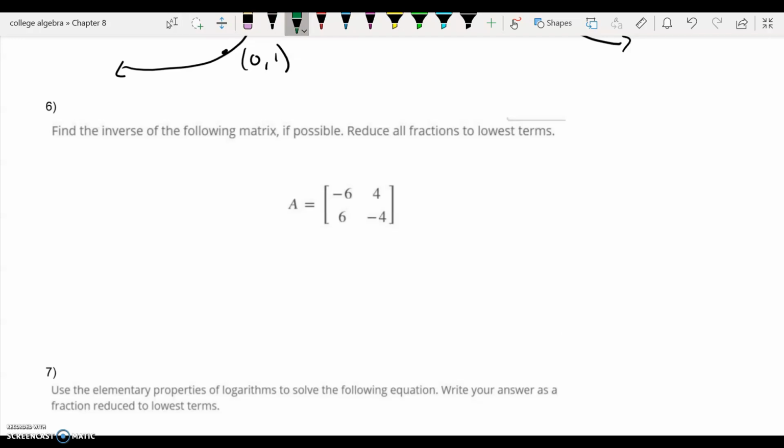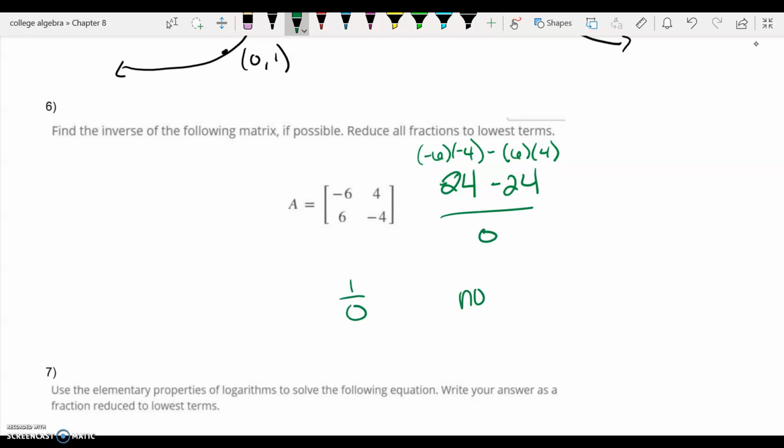Find the inverse. This is what we are doing today. So to find the inverse, you need to find the determinant first. So that's 24 minus 24. So I did -6 times -4 minus 6 times 4. You get 0. If you have 1 over 0, there is no inverse. And you'll know more about that after today's lesson.